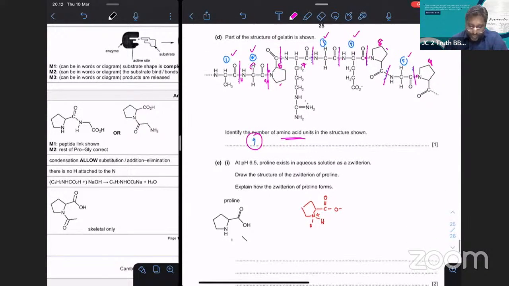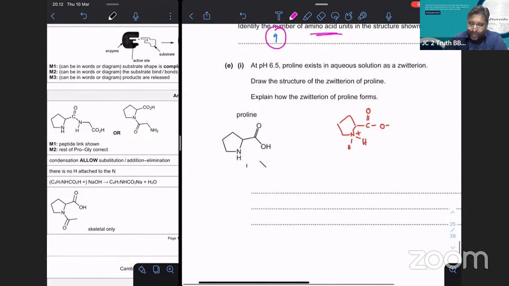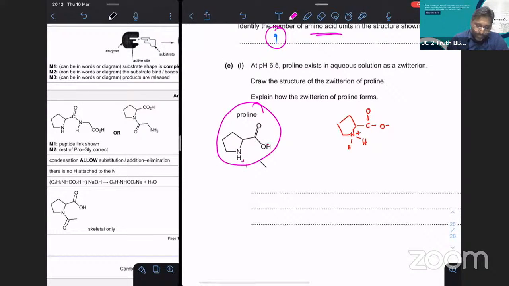Now at pH 6.5, proline exists in aqueous solution as a zwitterion. You need to draw the structure of the zwitterion. This is the structure of proline, just now I took it from the question. So the H will come over here. They will come over here. So you will have this, and then the NH2, then you will have the plus over there.